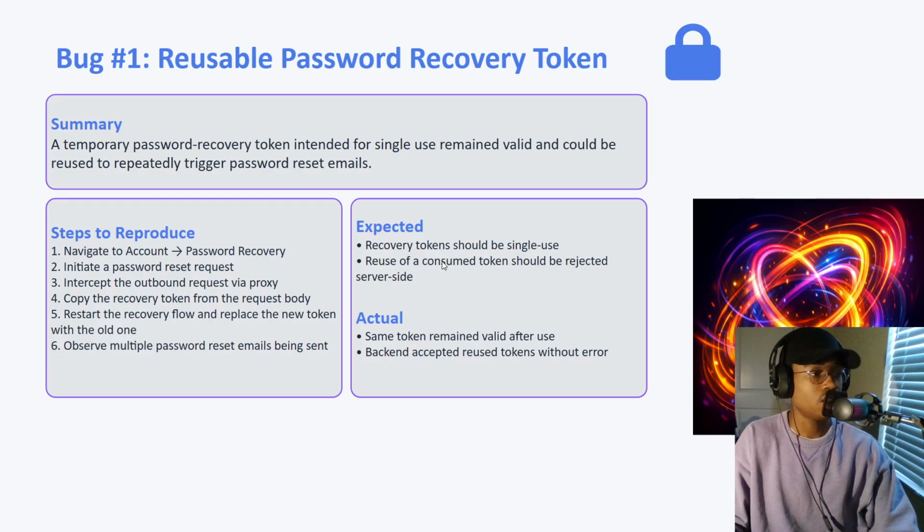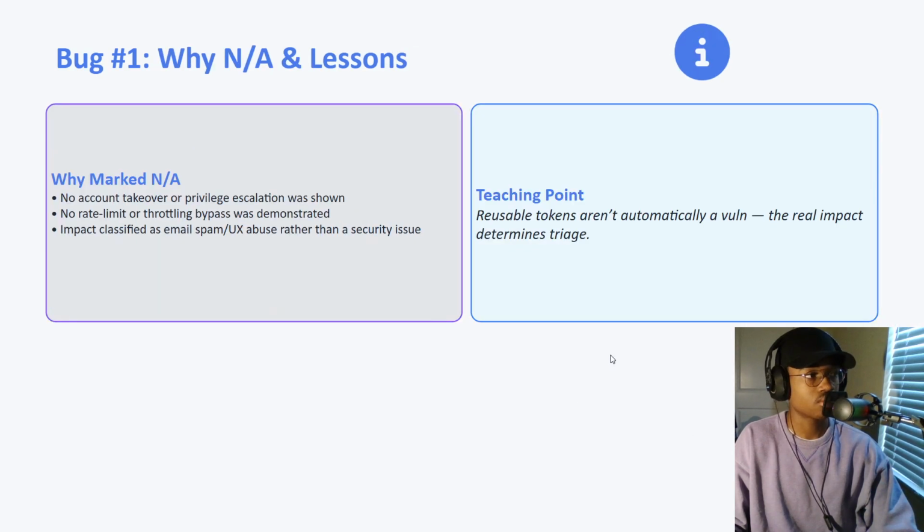Expected behavior: recovery tokens should be single use, and reuse of consumed tokens should be rejected server side. Actual: the same token remained valid after use, and the backend accepted reused tokens without error. Okay, why N/A and lessons. Marked non-applicable. No account takeover or privilege escalation was shown. No rate limit or throttling bypass was demonstrated. Impact was classified as email spam / UX abuse rather than a security issue.